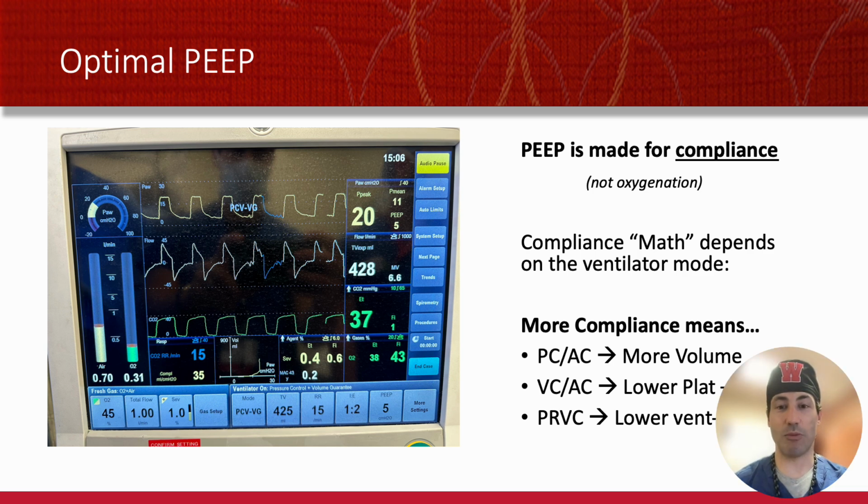And compliance math depends on the ventilator mode that you've picked. In pressure control modes, you're going to get more volume because the pressure is set by you and volume is the variable. In volume control modes, you're going to get the same volume for less pressure. So a lower plateau minus your PEEP pressure, or lower driving pressure. And PRVC, PCVVG, or smart pressure control, all those modes that have different names based on the brand you picked, you get a lower pressure that the vent sets because it's just smart pressure control. So if you target a tidal volume of 500, the vent will give less pressure to get there.